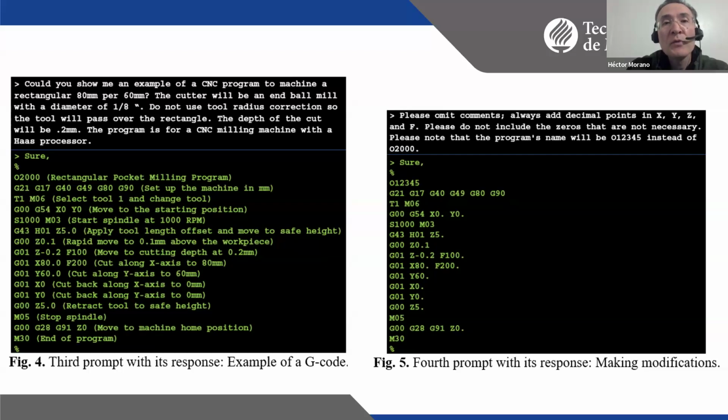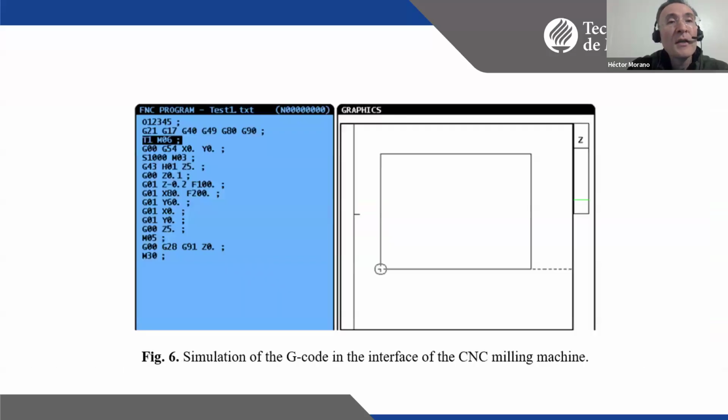And the program name will be O12345 instead of O2000. This is shown in figure 5. Finally, using the delivered G code, the program was simulated in the CNC milling machine interface without errors. The result is shown in figure 6, which displays the rectangular contour.